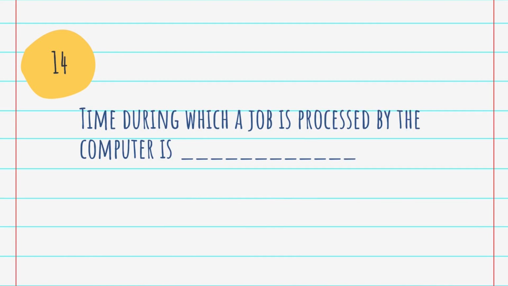Question number 14. Time during which a job is processed by a computer is? Answer is execution time. The execution time or CPU time of a given task is defined as the time spent by the system executing that task, including the time spent executing run-time or system services on its behalf.